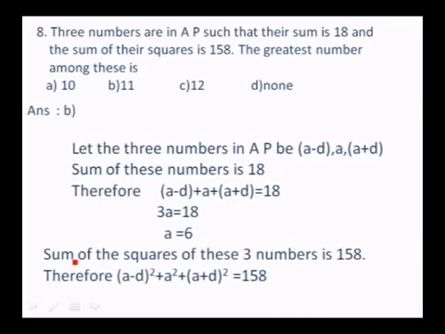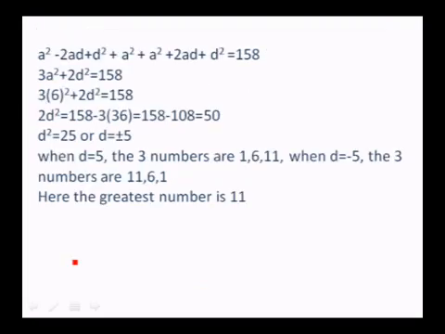Let the 3 numbers in AP be A minus D, A, A plus D. Sum of these numbers is 18. Therefore, A minus D plus A plus A plus D is equal to 18. 3A is equal to 18 or A equals 6. The sum of the squares of these 3 numbers is 158. So, (A minus D) whole square plus A square plus (A plus D) whole square is 158. Simplify this one, you find that D square is 25 or D is equal to plus or minus 5.